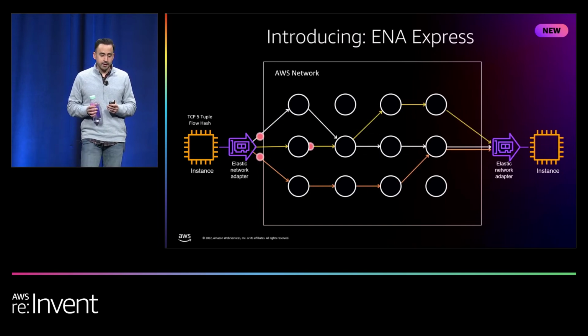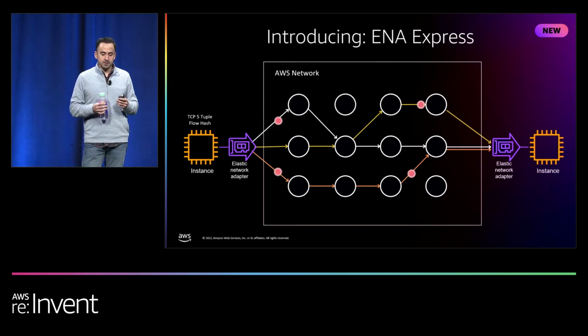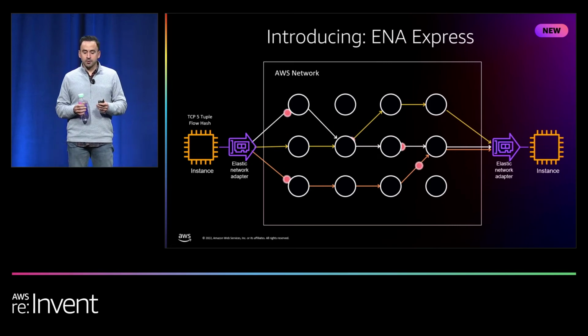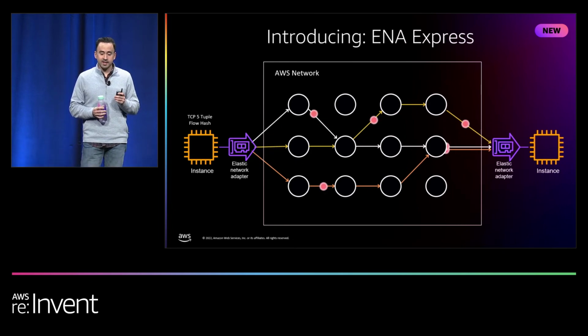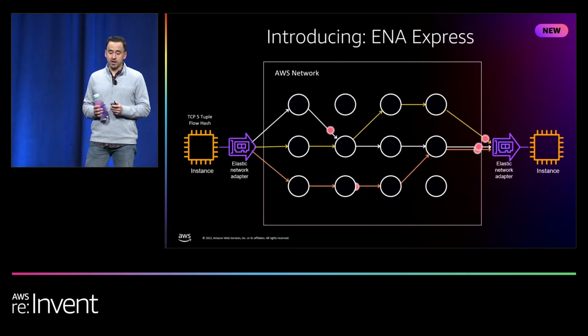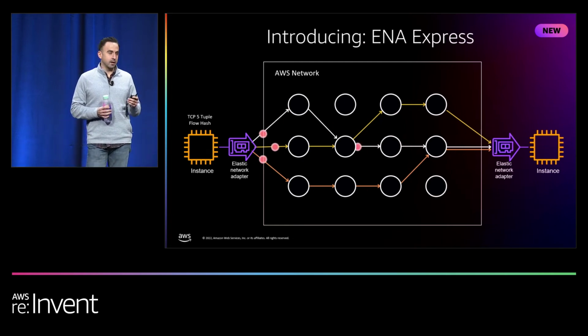So, introducing ENA Express. In partnership with our Annapurna Labs, we expanded on SRD, and we rebuilt it specifically for ENA. And we made it transparent to TCP and UDP. This means you don't need to make any changes to your application to enable it. To get started, it just takes a simple configuration on a per network card basis. You can do this when launching an ENI or with a modify ENI command once it's attached.